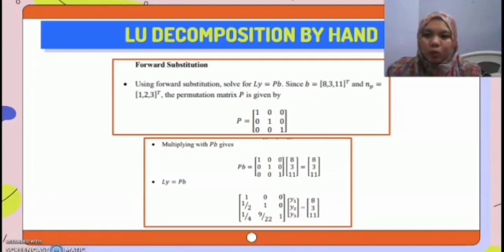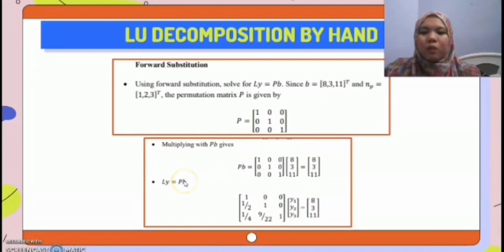Okay, for step 2, we need to use forward substitution. By using forward substitution, solve for Ly equal to Pb. Since b equals 8, 3, 11, the permutation matrix P is given by a 3 by 3 matrix, which is 1, 0, 0, 0, 1, 0 and 0, 0, 1. Multiplying the matrix P with the matrix of b, we get the value of Pb, which is 8, 3 and 11.